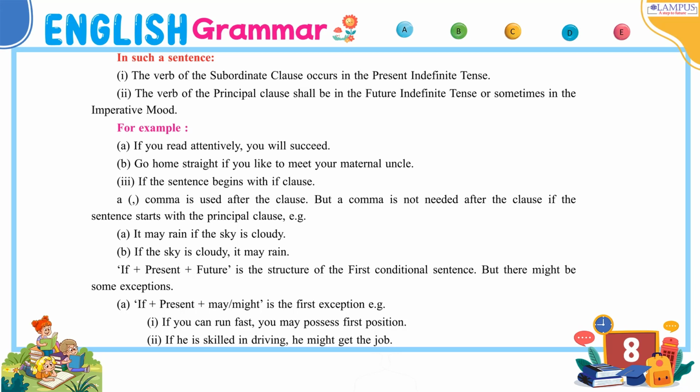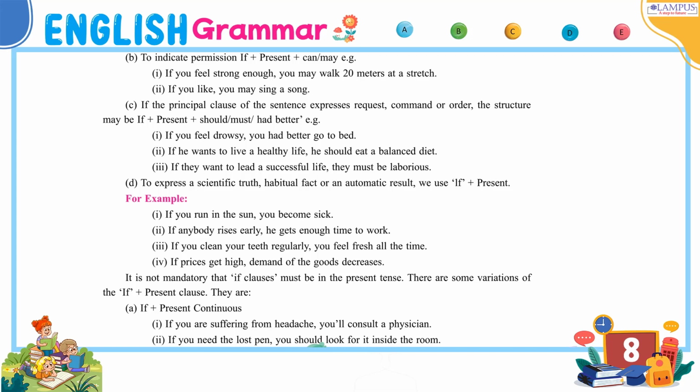A. If plus present plus may, or might, is the first exception. Example, 1. If you can run fast, you may possess first position. 2. If he is skilled in driving, he might get the job. B. To indicate permission, if plus present plus can, or may. Example, 1. If you feel strong enough, you may walk 20 meters at a stretch. 2. If you like, you may sing a song.